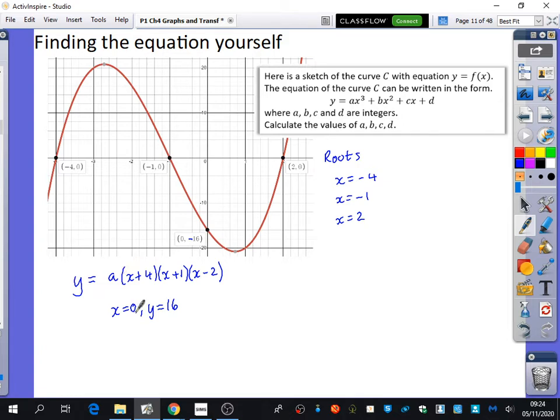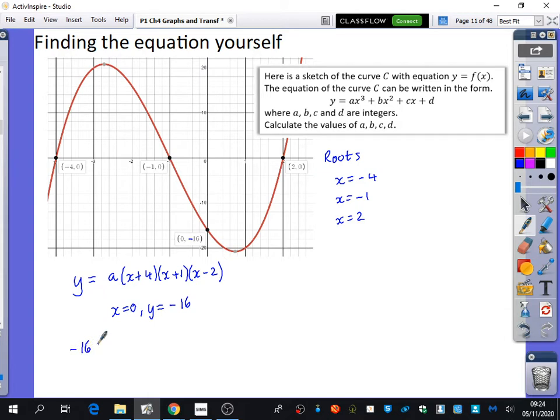So now I've said that x is equal to 0 and y is equal to 16 because of this intercept we have down here. I'm just going to substitute everything in. Amina, did you have a question? Isn't it negative 16? Oh, sorry, you're right. It is negative 16. I've misread it from the graph here. The y-intercept is negative 16.